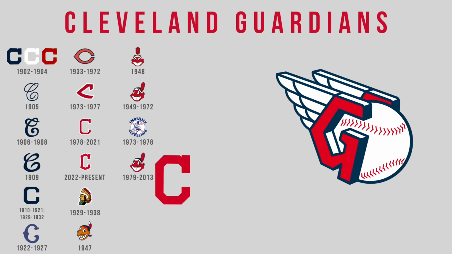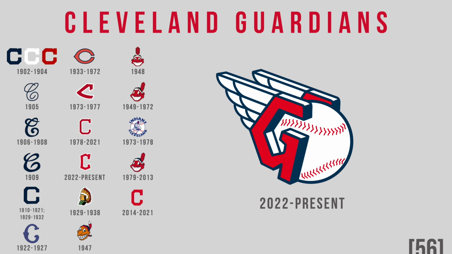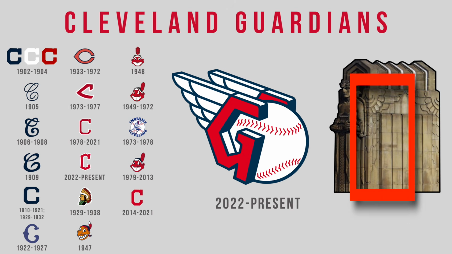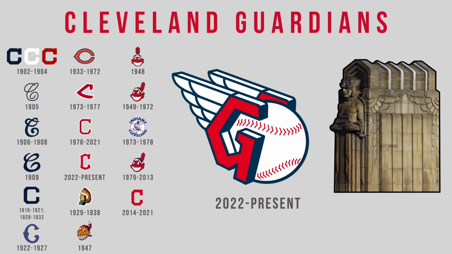Finally, after being renamed to the Guardians in 2022, the team introduced a new logo. This logo featured a familiar red and navy color, and features a baseball flanked on either side by winged G's. The wings are in an Art Deco style directly inspired by the Guardians of Traffic statues, the team's new namesake, on the Hope Memorial Bridge in downtown Cleveland.